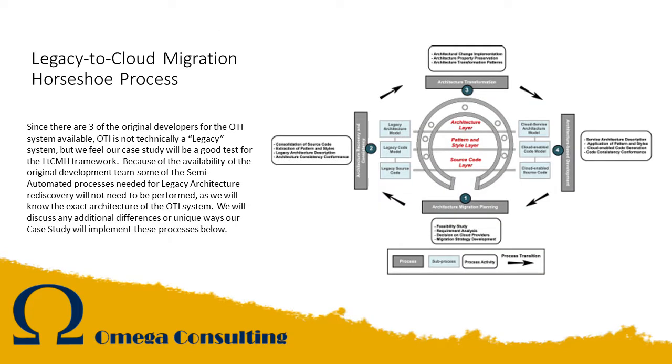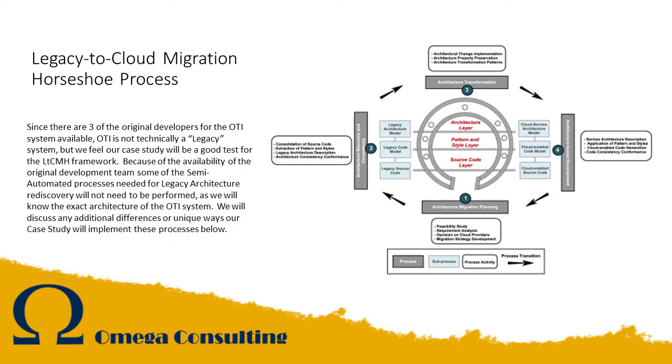This is the diagram of the overall process. You see the horseshoe. Process one is like any good project: you do planning. You do feasibility studies, case studies, and requirements analysis with the stakeholders. You have to examine the cloud providers and determine which ones you're going to use. Then you develop an actual migration plan. Then it goes to step two, where we do some re-engineering.